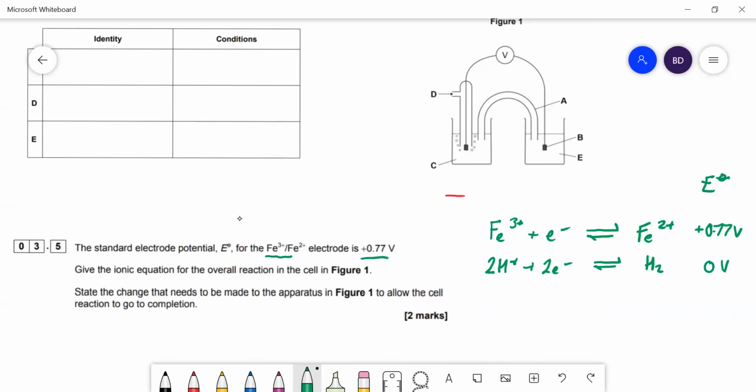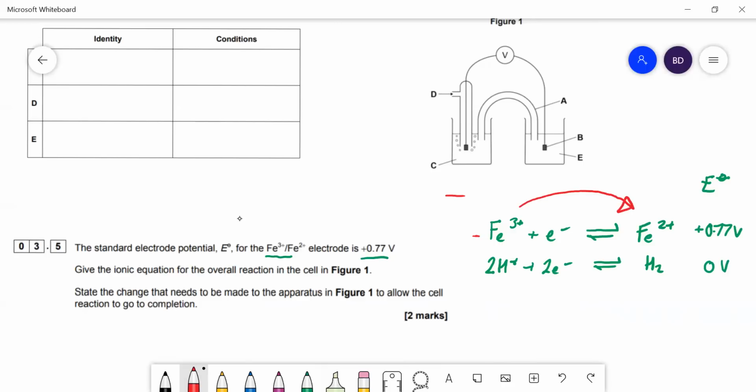Give the ionic equation for the overall reaction. So we need to see which way it's going to go. The most positive one is obviously the iron one. This is the most positive, so that's the best at taking in electrons, so that is going to go forwards. That's going to be the direction of that reaction.